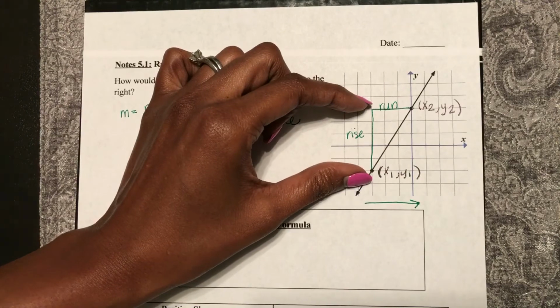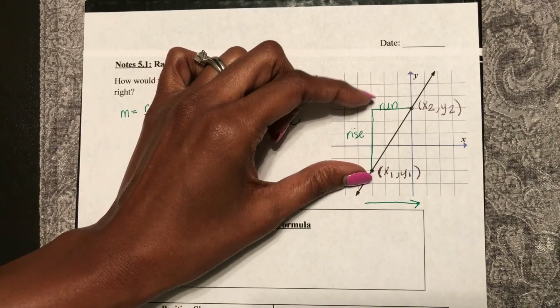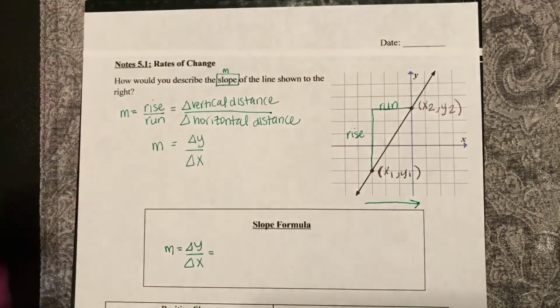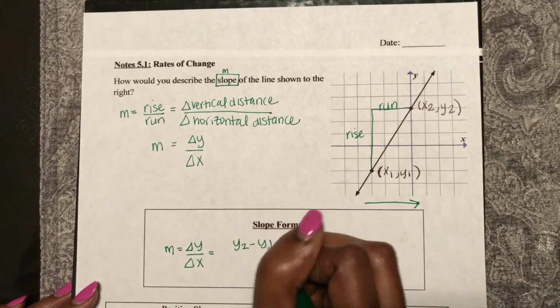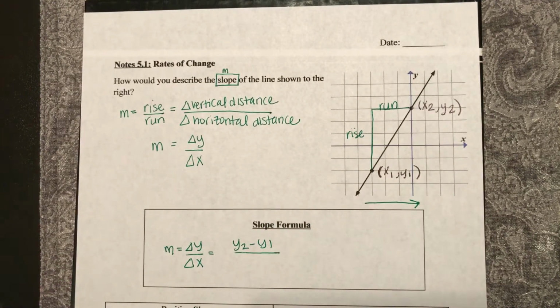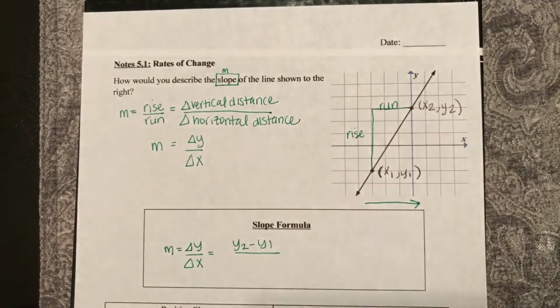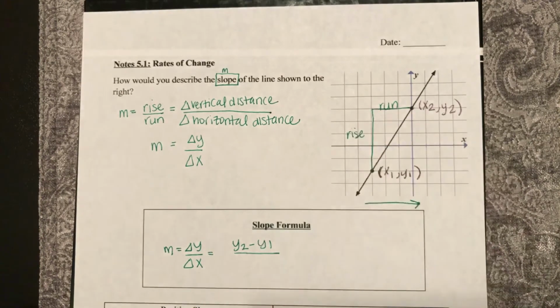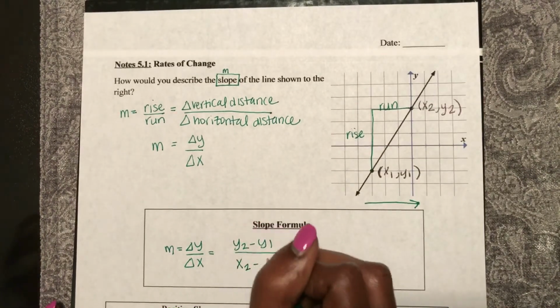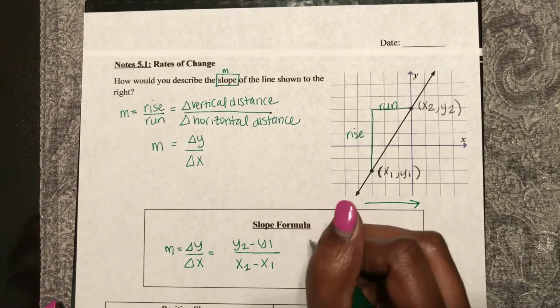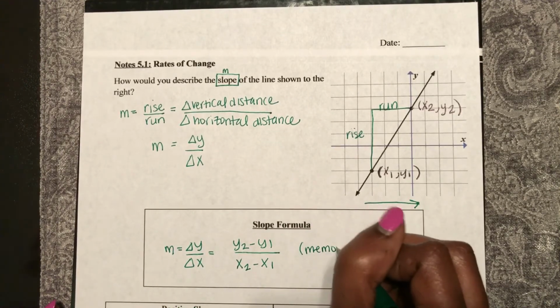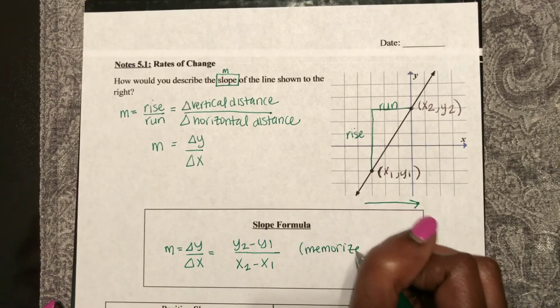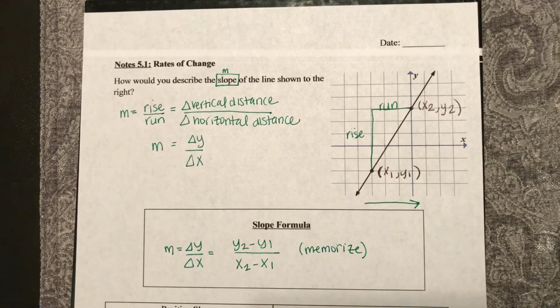Well, the change in y is just the difference between this y value and this y value: y2 minus y1 over the change in my x values, which is the difference between my two x values, x2 minus x1. So this is something we want to ultimately memorize in order to help us quickly find the slopes of lines given any 2 points.